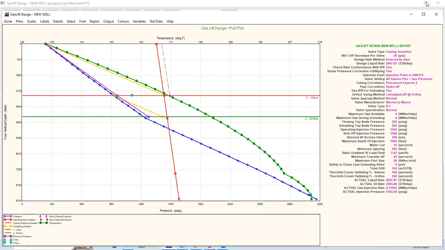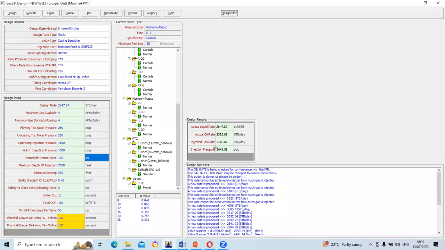So I've already taken time to explain the gas lift. So we already see from here that our actual liquid rate, this is our liquid rate after the gas lifts have been implemented. We expect to have an increase to 2,647.07 stock tank barrel per day. That's the actual oil rate. That's the injected gas rate. This is the rate at which you have to be injecting the gas. Then that's the injection pressure. That's the injection pressure of the gas.